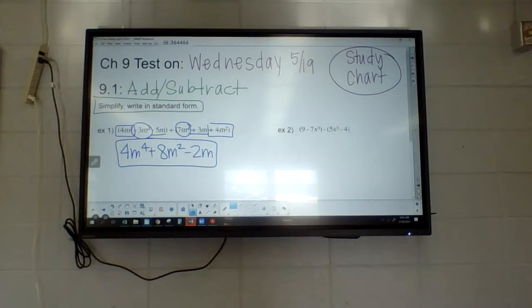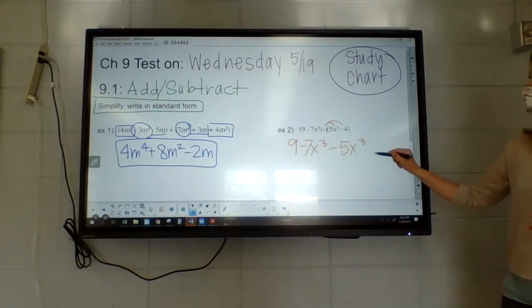Distribute. We have to distribute like a negative 1 here. So I'm going to distribute that and rewrite it. The first one doesn't change at all, but this becomes a minus 5x to the 3rd. And then negatives become a plus 4.